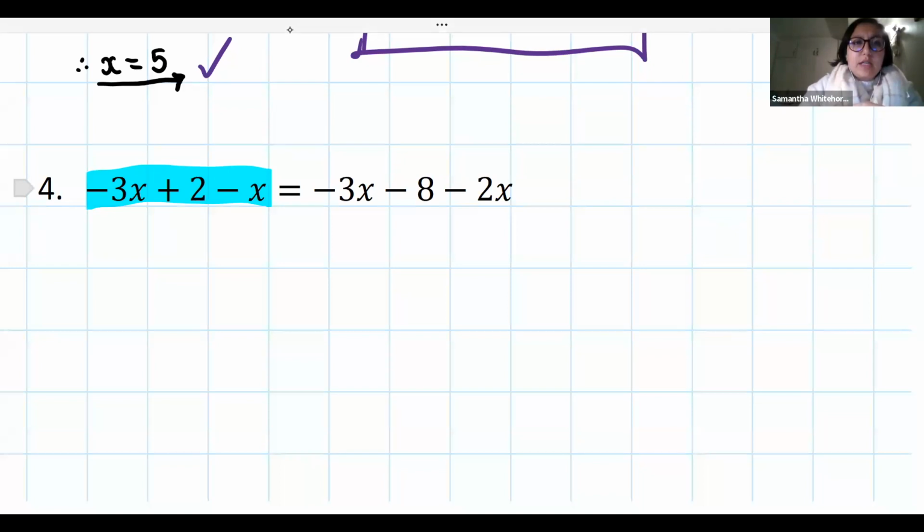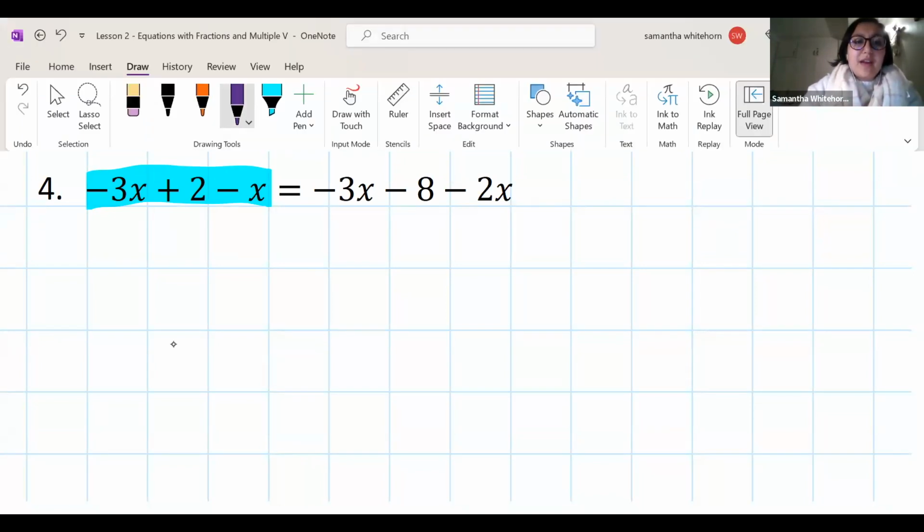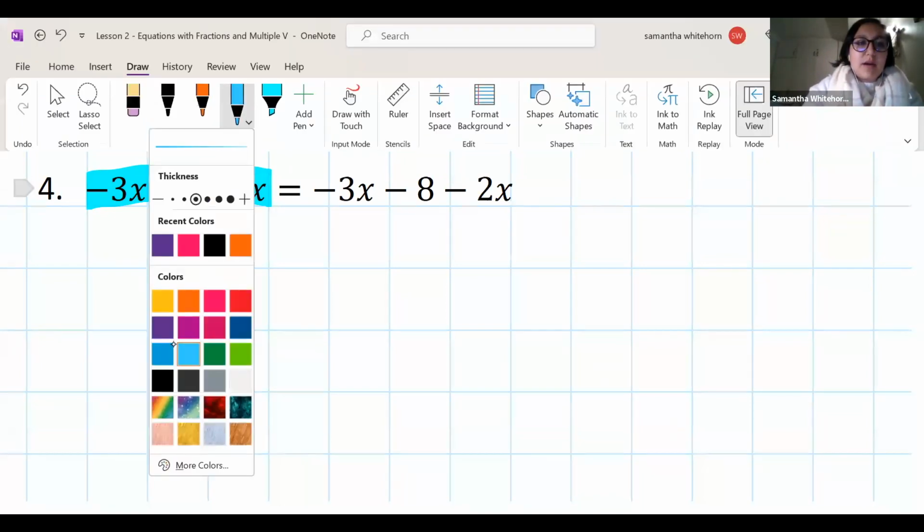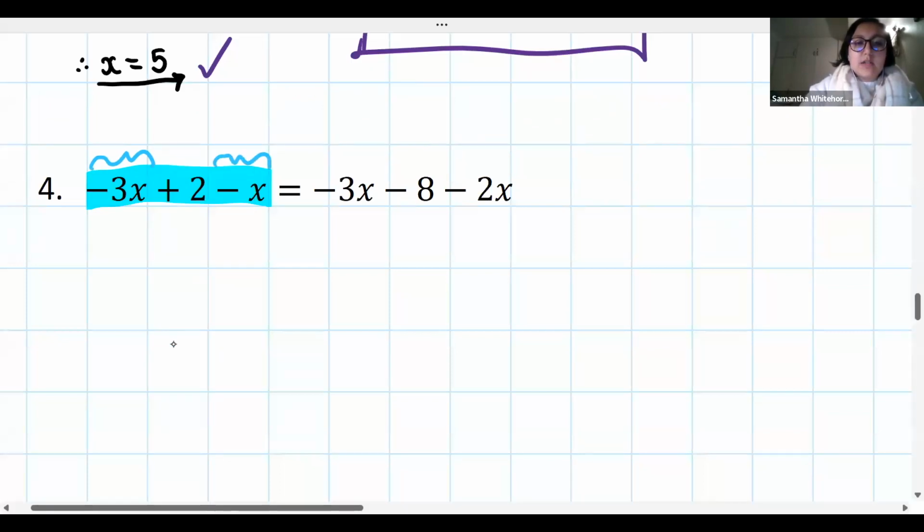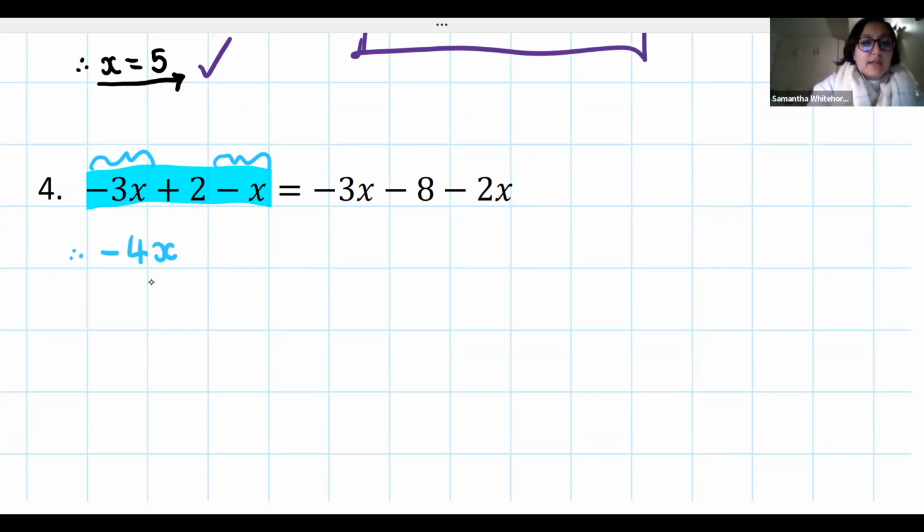The first thing we need to see is the fact that I actually have like terms. This minus 3x and this minus x are like terms. So let's just add them together. Why on earth have more terms than we need? So negative 3x minus x actually gives us negative 4x, and then we have the plus 2. So I've simplified the left-hand side. Makes life a lot easier.